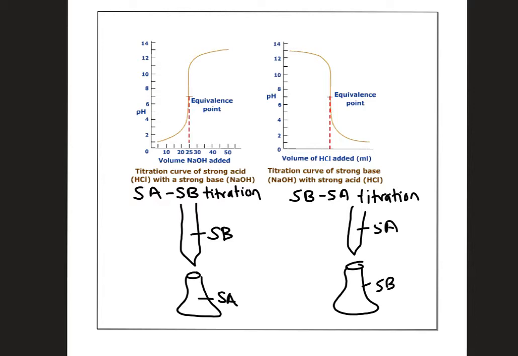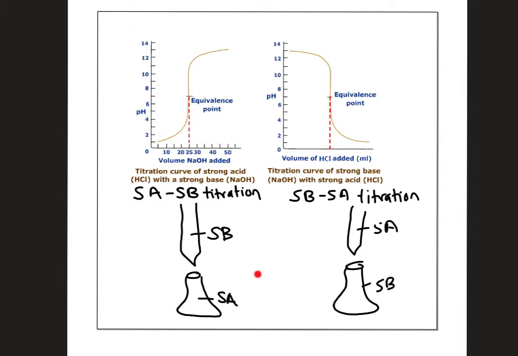I can also do the opposite. I could have a strong base down low and add to it a strong acid. In that case, my graph is going to be like a mirror image. I'm going to start at a high pH, slowly go down, shoot down, and then level off. The equivalence point will still be at 7, but you can see the graphs are mirror images of each other, depending on whether we're adding a strong base to a strong acid, or a strong acid to a strong base. So you'll see both of these problems.